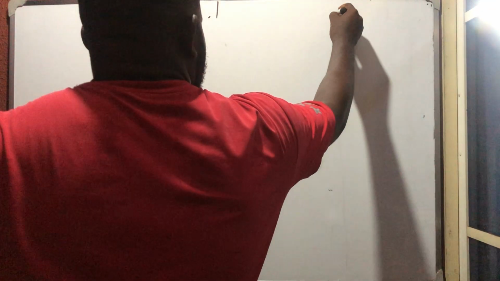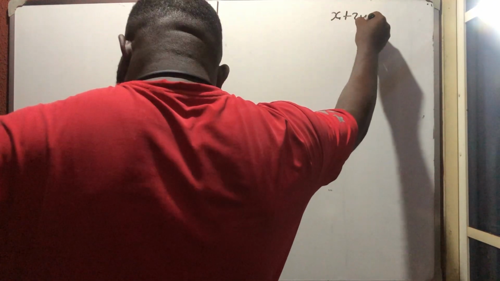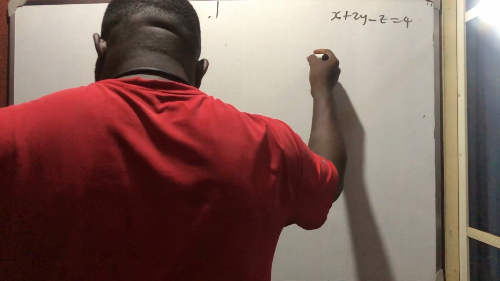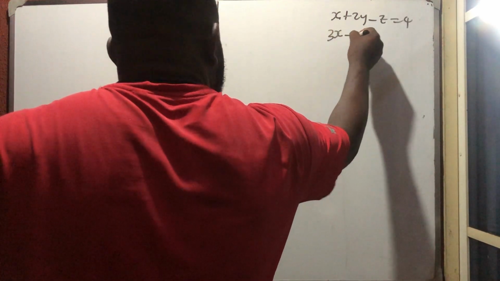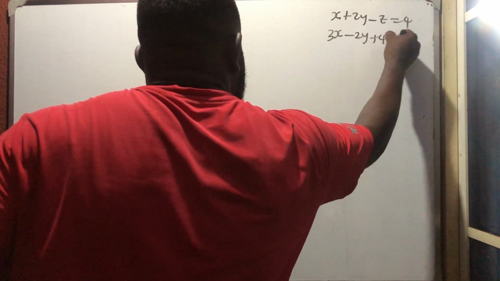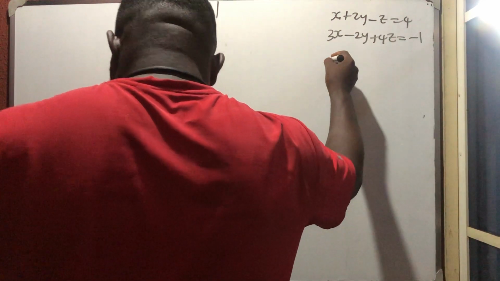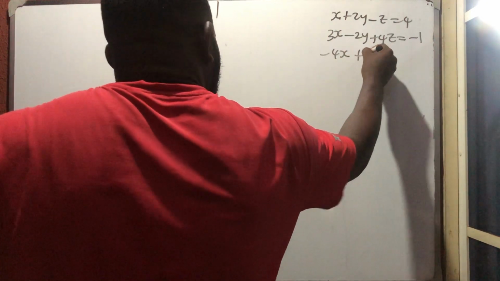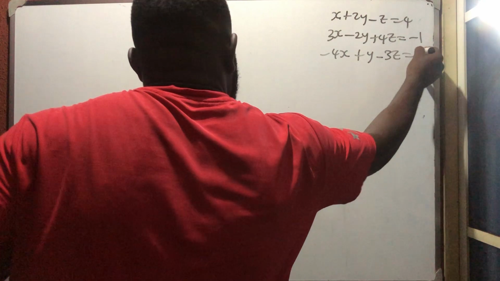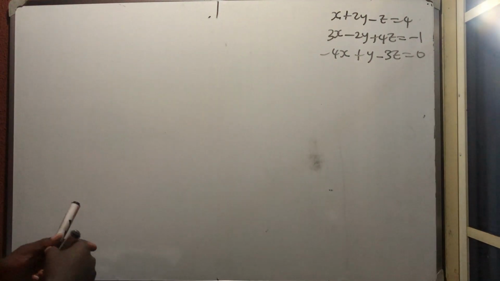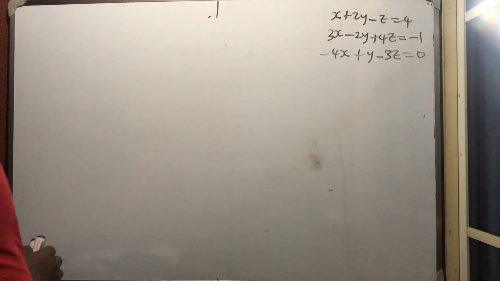We are going to use elimination method to get this answer for me. Use elimination method to find, by elimination method, get this one: x plus 2y minus z is equal to 4. 3x minus 2y plus 4z is equal to minus 1. Minus 4x plus y minus 3z is equal to 0. So find x, y, z using elimination method.